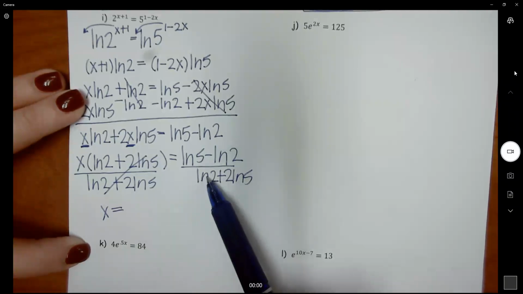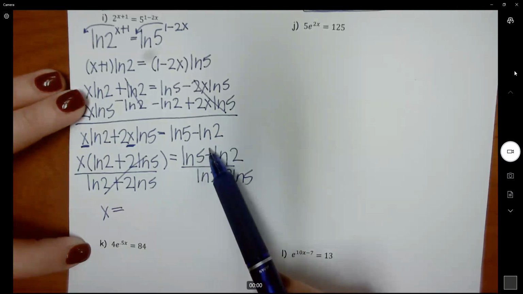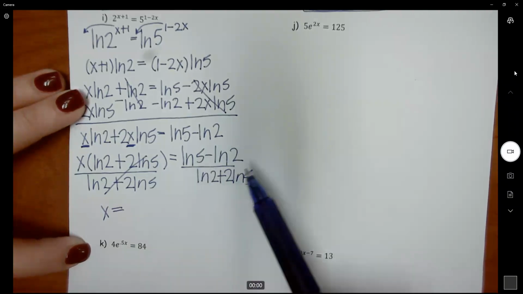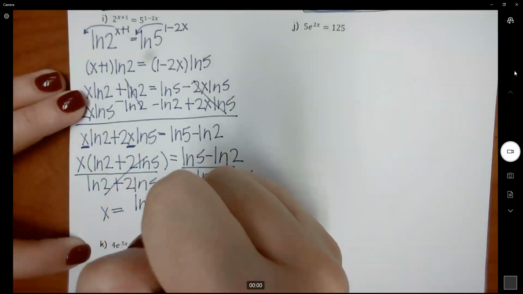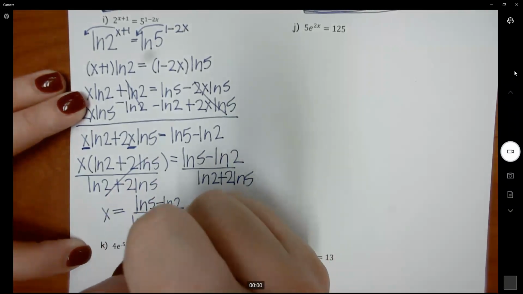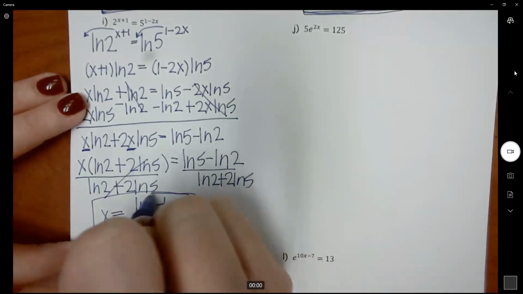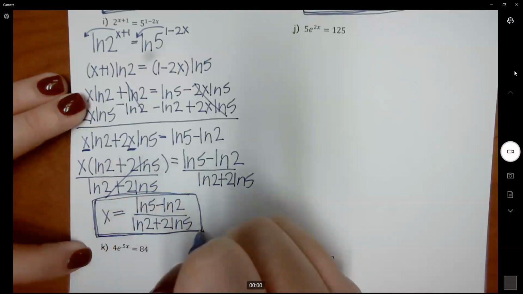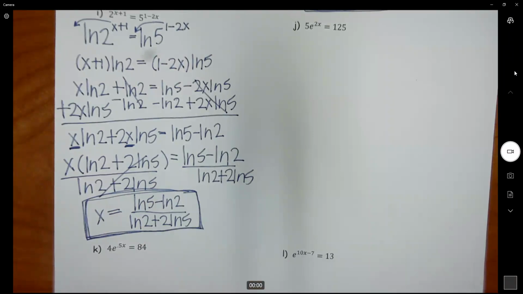I can't cancel out a natural log of 2 with a natural log of 2, and I can't cancel out a natural log of 5 and a natural log of 5, because they're not being multiplied, they're being added and subtracted. So this is my final exact answer right here. And of course, you can put that in your calculator and get a decimal equivalent, but you can't cancel anything out there.